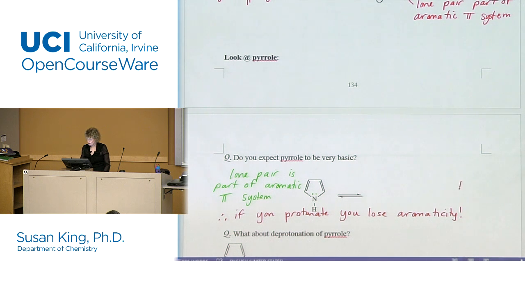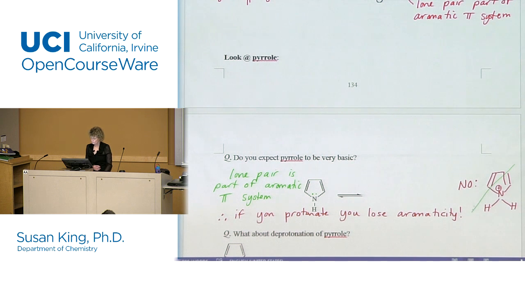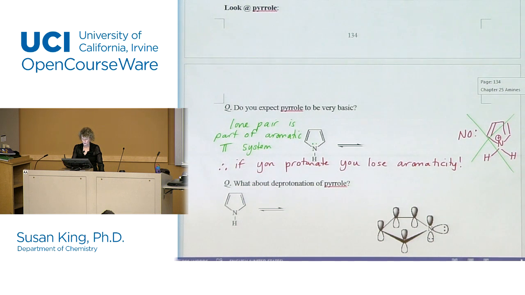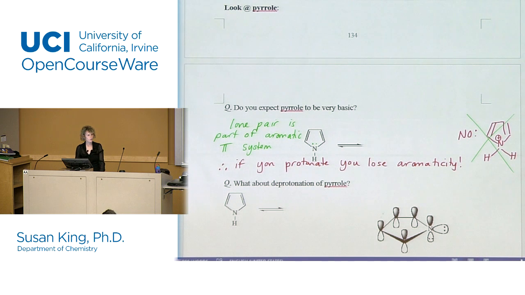So that means we have no protonated pyrrole. You will not find this. Let's put a big X through that. What about deprotonation of pyrrole? Can we deprotonate pyrrole? Well, if we deprotonate pyrrole, it's going to look like this. Is that okay? That's isoelectronic with furan, right?